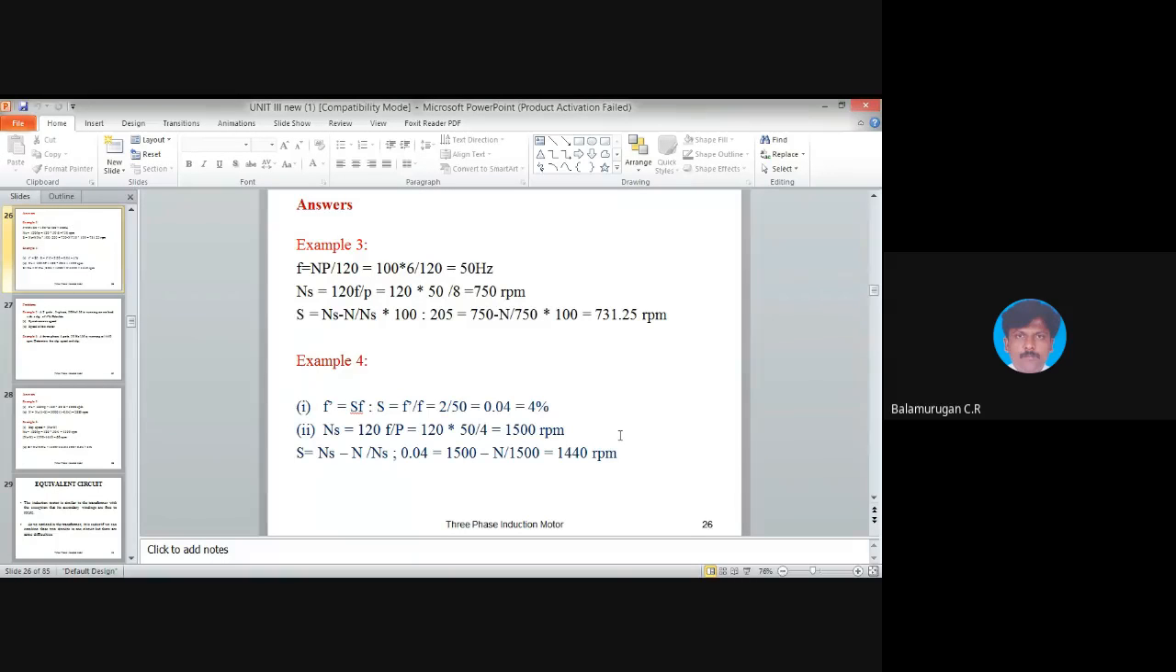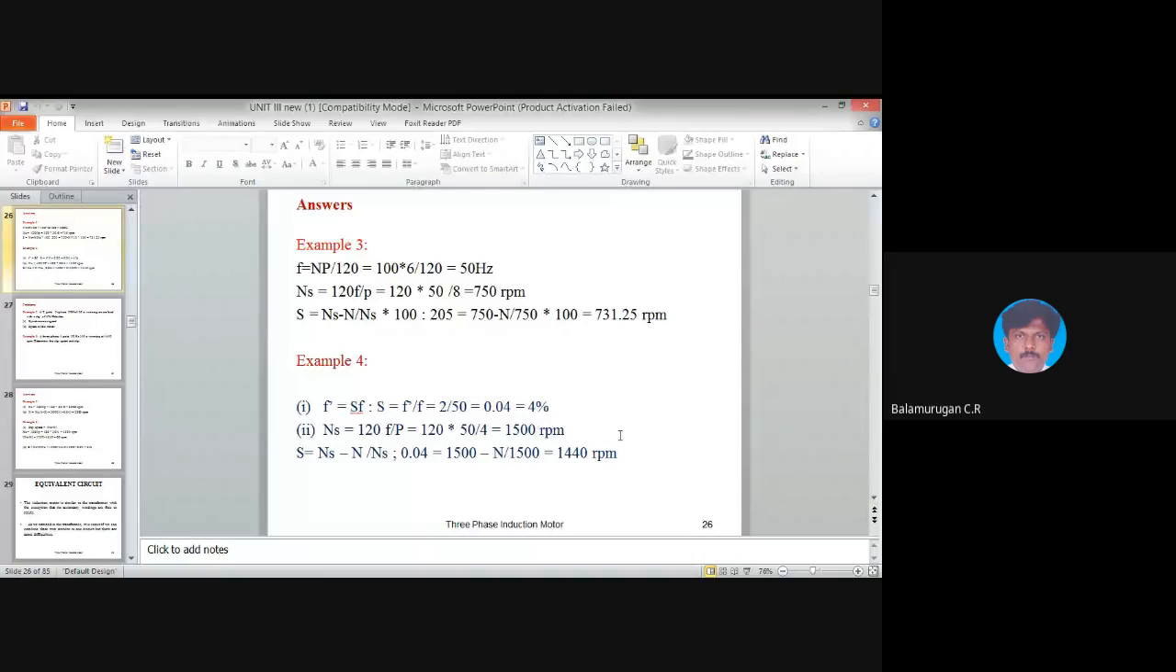Thank you, Jivita, Ashwin, Hariharan. The motor mostly used in industry is the squirrel cage induction motor. We discussed this: based on the type of rotor, we classified squirrel cage and slip ring, and then we discussed the slip.